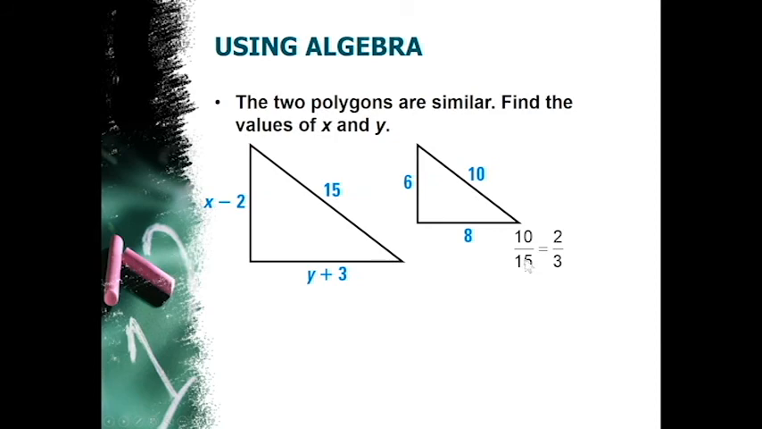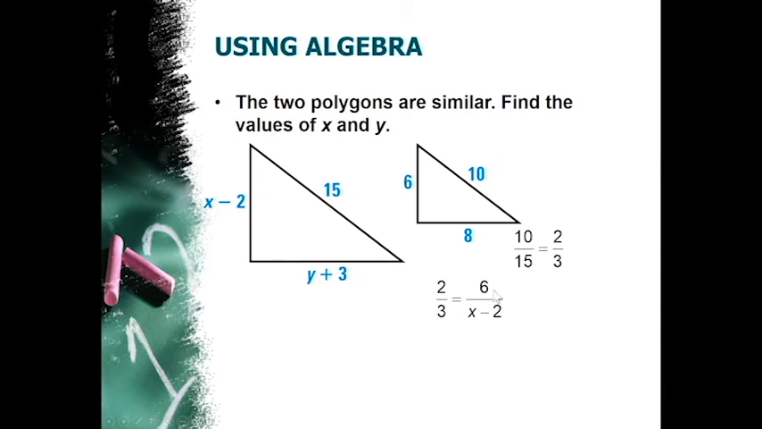So we go 10 over 15. That reduces down to 2 over 3. So 2/3 is our scale factor we're going to use. Now to find x, if we set up 2 over 3, that means we're going small over large. The x value is here. The corresponding side for the x would be here with the 6. So as we set that up, that would be 2 over 3 equals 6 over x minus 2.